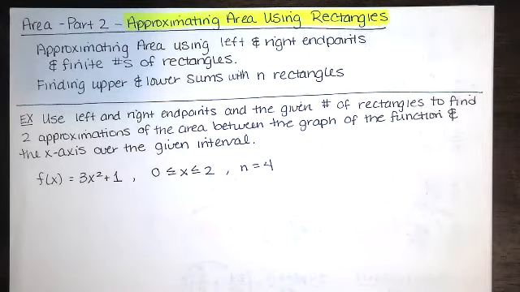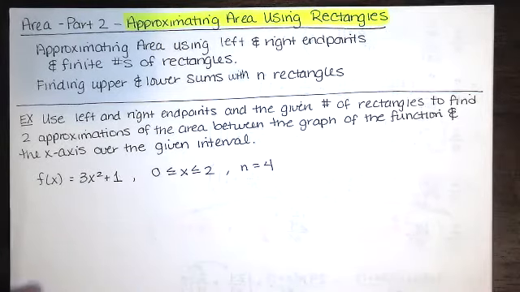In this video, we are approximating area using rectangles. And we will approximate area using the left and right endpoints of subintervals and a finite number of rectangles. And then we will also find upper and lower sums with a general number of rectangles, which we'll label with the variable n.